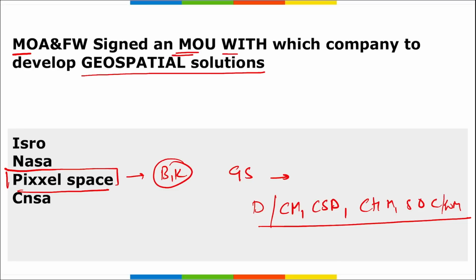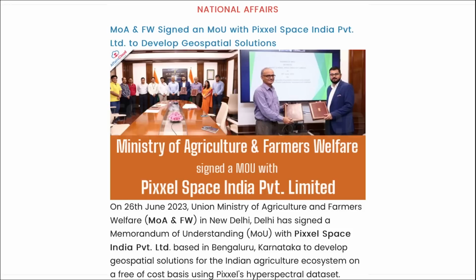Correct? Then remember, this hyperspectral remote sensing technology measures spectral data in narrow wavelength bands and can detect changes in the chlorophyll content, canopy moisture status and soil to assess the crop health and soil nutrient mapping. Right? So coming back, remember, in order to help the farmers with scientific ways, Ministry of Agriculture and Farmers Welfare signed an MOU with Pixel Space India Limited for these geospatial solutions. Correct?